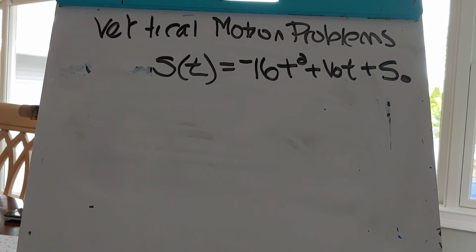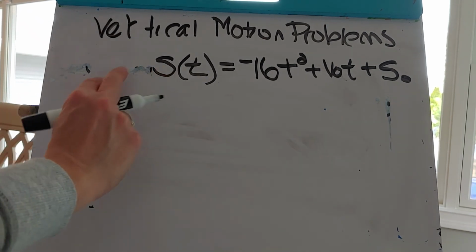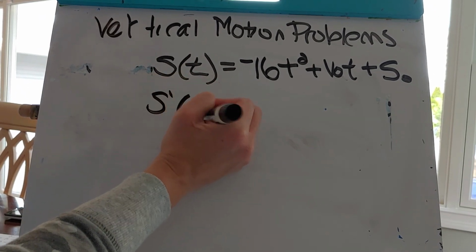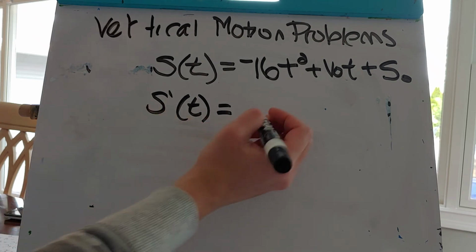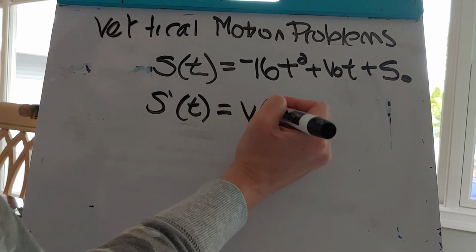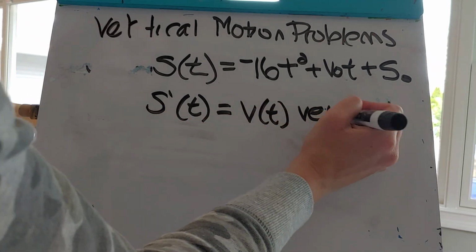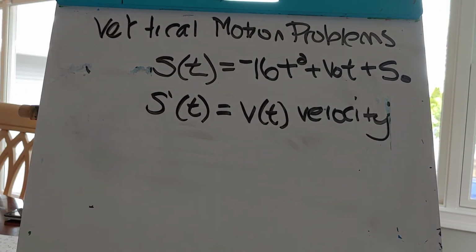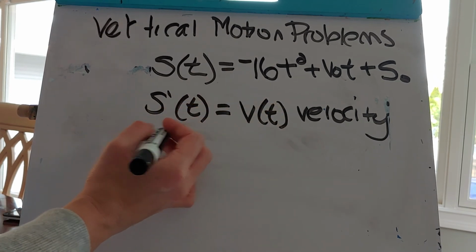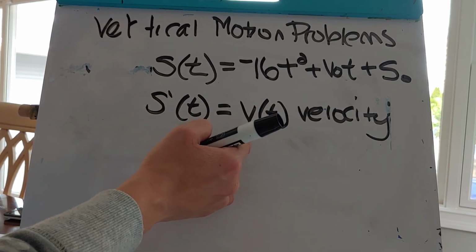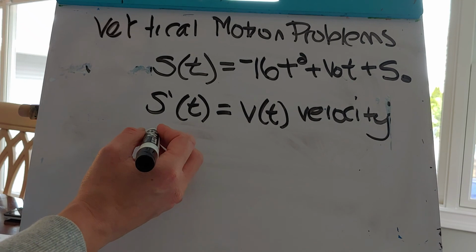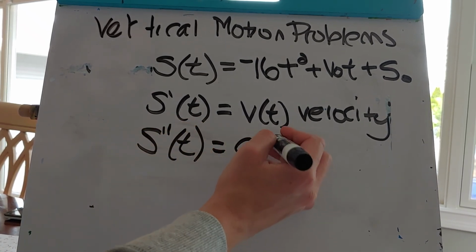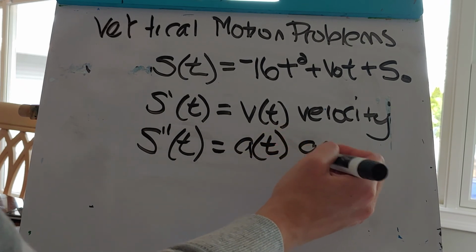Now, also, if you remember in that unit, we talked about how I can take the derivative of the position function, and when I take the derivative of the position function, I get the velocity function. And then I can take the derivative again of the velocity function, or I could take the second derivative of the position function, and I get my acceleration.